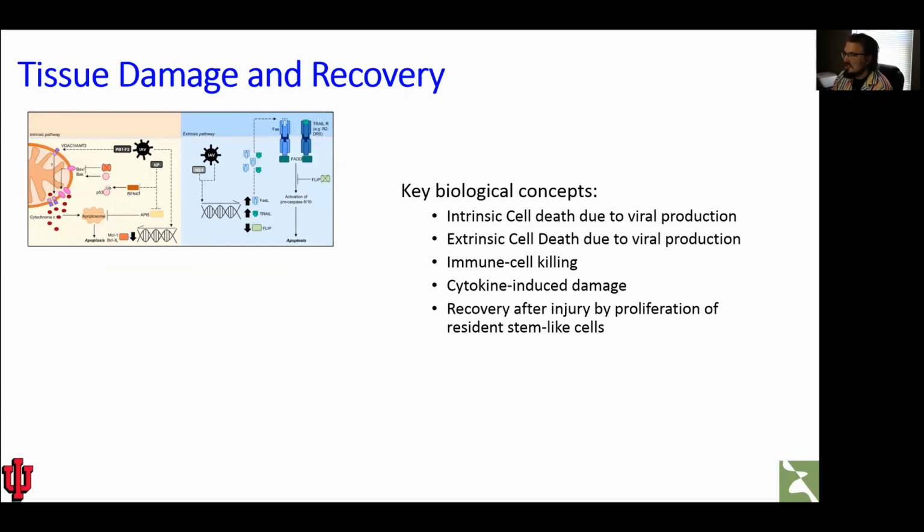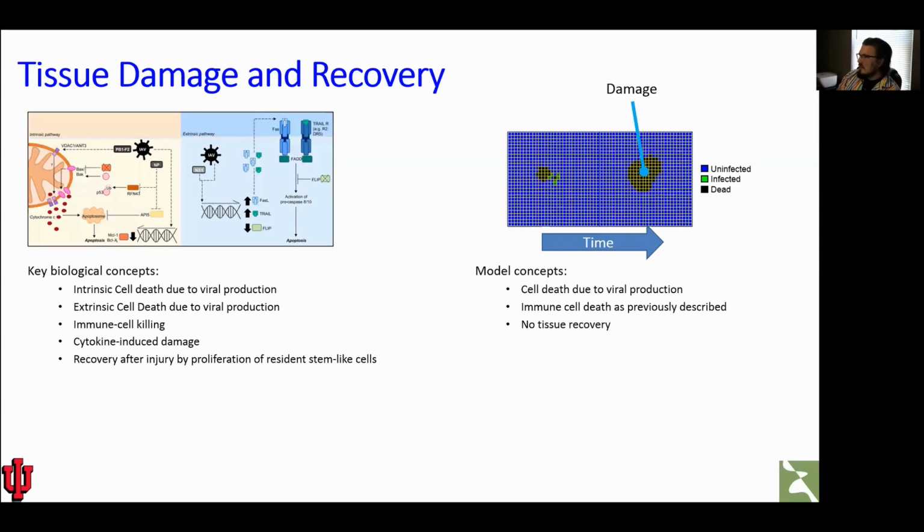Now for tissue damage and recovery, we know that there are lots of killing mechanisms. They're both intrinsic and extrinsic pathways that lead to cell death from viral production, as well as all of the immune cell killing mechanisms that were discussed before, and then resulting recovery of the epithelium after an injury due to proliferation by resident stem cells.